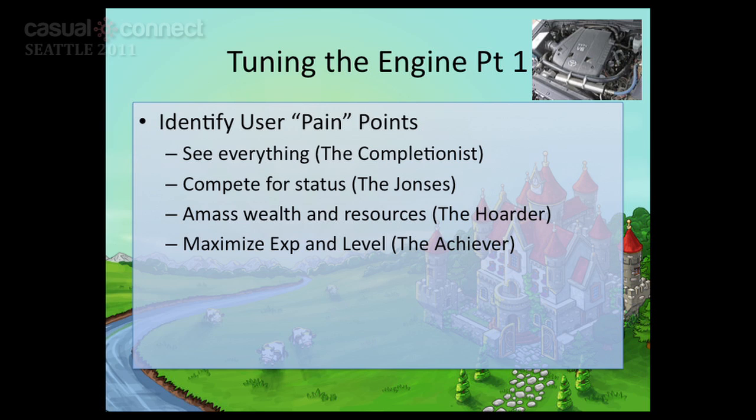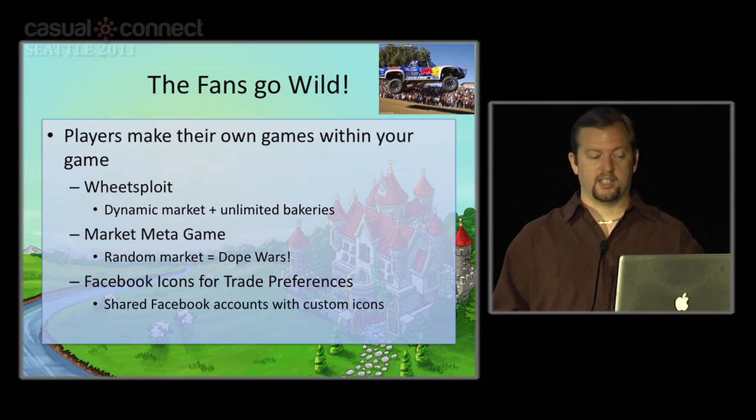Then we start getting into the things you always have to try to do, which is look at the metrics and figure out what we can actually do to optimize our game, which primarily comes down to identifying the user pain points. For us, we came up with about 4 different pain points. We had the users who want to see everything. They're completionists. They need to get every last little piece done.